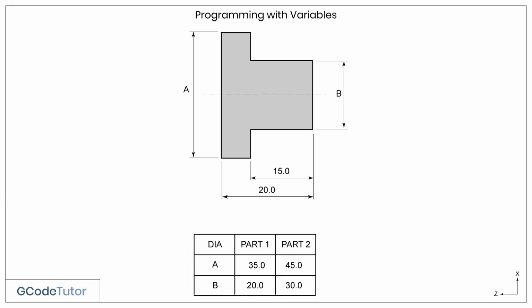And now that we know what a variable is, after we've discussed it and looked at the different kinds of variables, we're going to look at something a little bit more practical: how we can use this in a simple program. We're going to write a program that makes two different parts just by changing a few variables at the beginning of the program. So let's have a look at this bush program. Diameters A and B change between part 1 and part 2. So we're going to write one program where we can change just two variables to make two different parts.